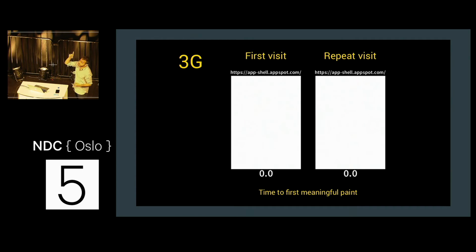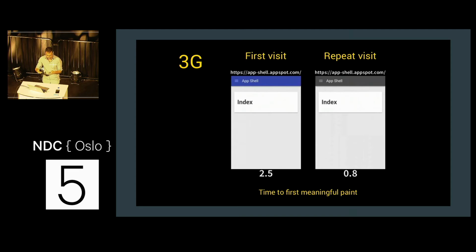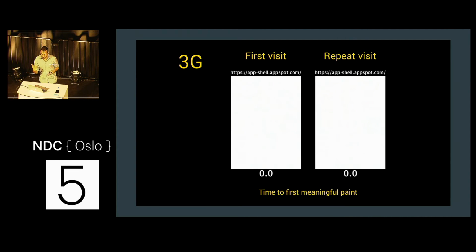So on the left, you've got first visit. It's going to take a bit of time. And on the right, it will load as quickly as if you were on a native mobile app. So that's it. In 0.8 seconds, you have the app shell structure loaded without having all the information that you need, but it will show the user that there's something happening. So this is great for user experience. One more time.